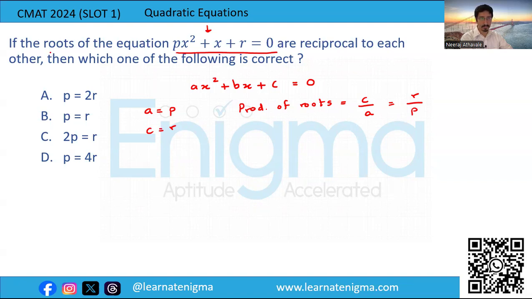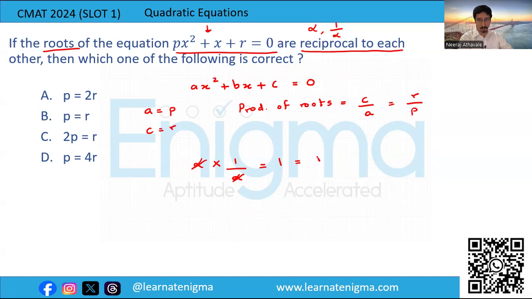But here it is given that the roots are reciprocal to each other. So reciprocal to each other means if the first root is alpha, the second root is 1 upon alpha. So the product of these roots will be alpha into 1 upon alpha, that is equal to 1. So alpha gets cancelled, and we get the product as only 1.